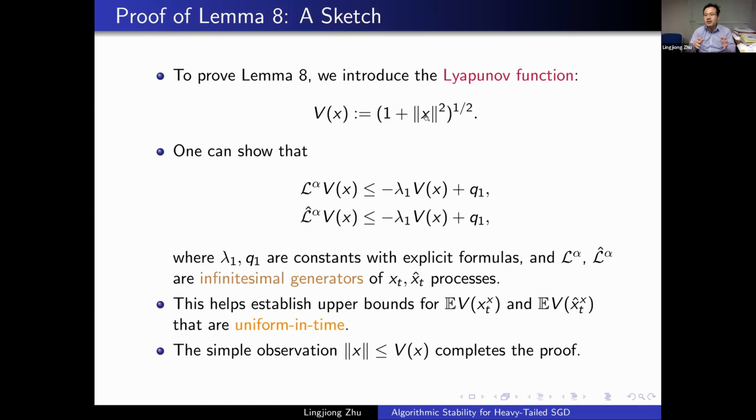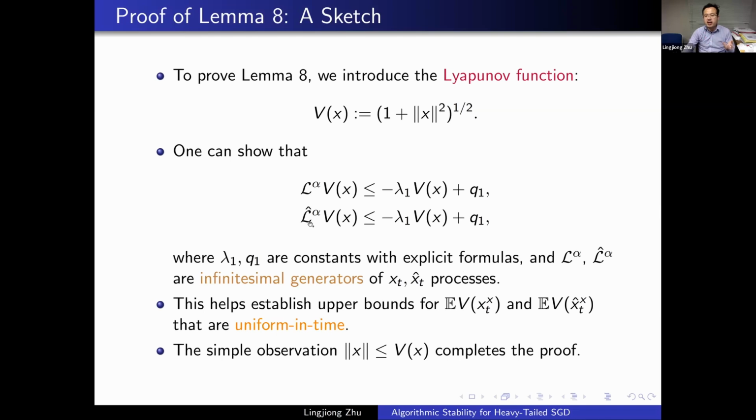And if you just naively choose a norm, then it may not be differentiable. It's not Lipschitz. There are a lot of bad things happening. So the clever choice is actually 1 plus x squared, then take a square root, and then everything will work. In our paper, we are able to verify that you satisfy some drift condition. When you apply this Lyapunov function, you can spell out lambda 1, q1, etc. with complete explicit formulas.